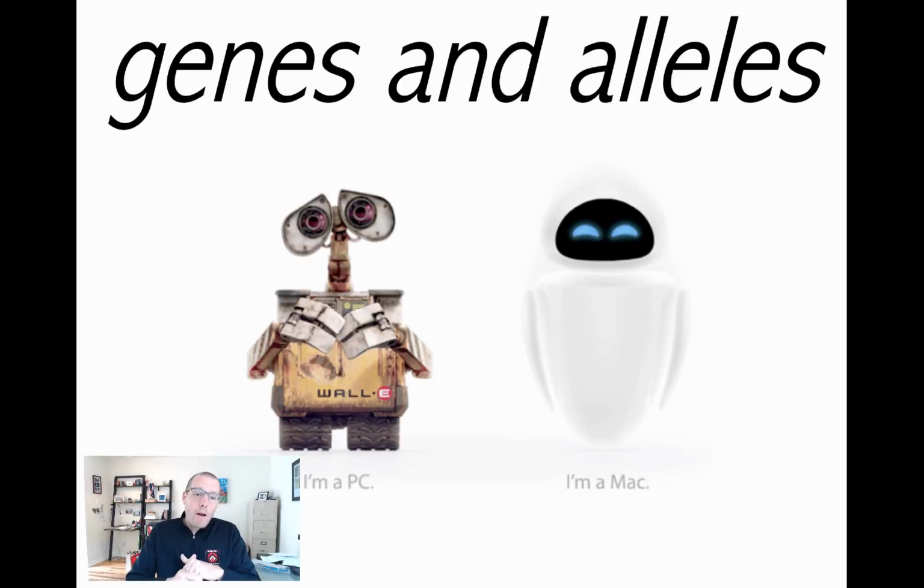So we'll talk about genes, and then we will discriminate, and we'll talk about variations of genes called alleles. And it's really the alleles that we're interested in, and it's the alleles which become very, very important when you go on to talk about population genetics.